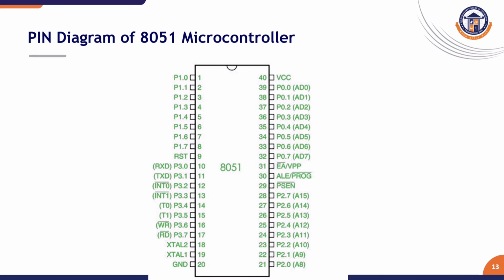This is the pin diagram of the microcontroller. It has 4 ports: port 0, port 1, port 2, port 3. Port 0 contains lines 0 to 7, that is 8 lines, where the address and data buses are multiplexed. Port 2 carries the address lines A8 to A15, and port 3 consists of receiver, transmitter, timer, read, write, crystal oscillators and etc.